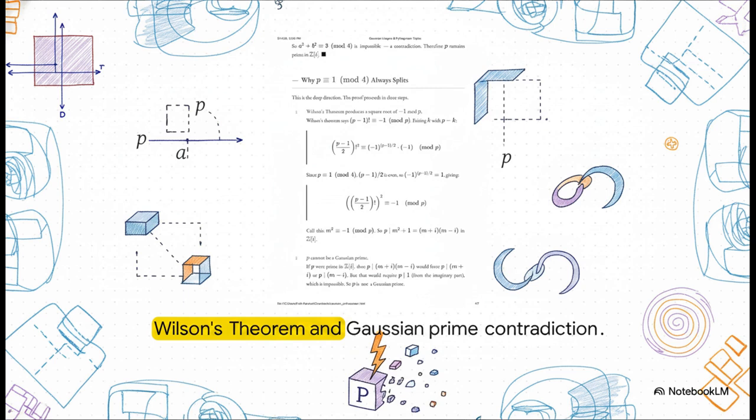For those of you who really appreciate the rigorous mechanics, Wilson's theorem sets up this beautiful pairing. And that pairing ultimately proves that a prime equivalent to 1 modulo 4 perfectly divides into a complex product. That little consequence right there immediately shatters the prime status as a fundamental building block in the Gaussian integer world.